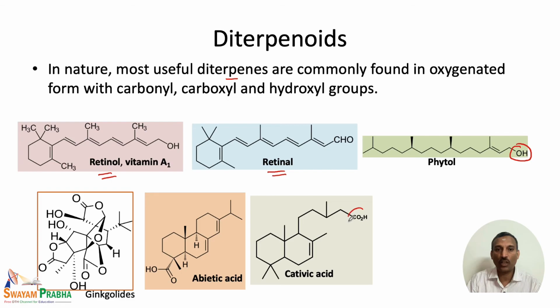Here we have the carboxylic acid unit in the case of cativic acid, and in the case of abietic acid also we have a carboxylic acid unit, and the ginkgolide is basically having a lactone unit, and also multiple lactone units, hydroxy units, etc. So this is also an example of an oxygen containing diterpenoid.